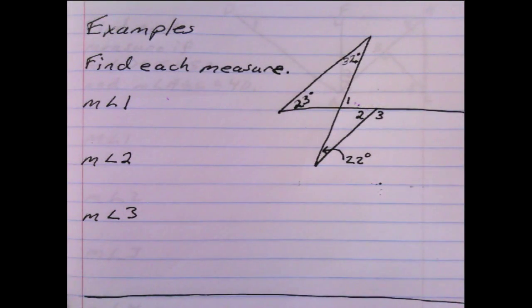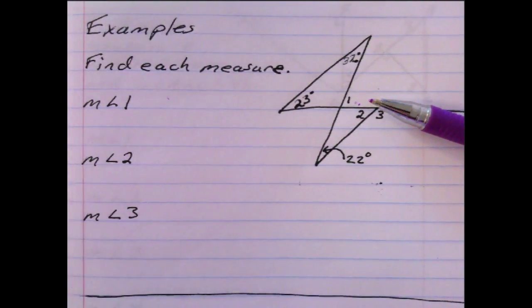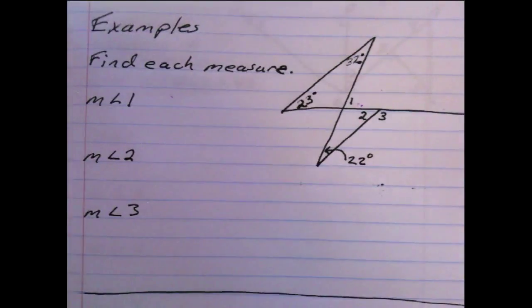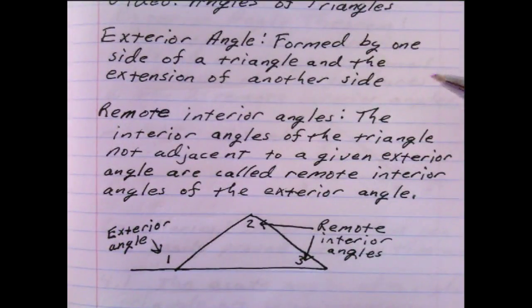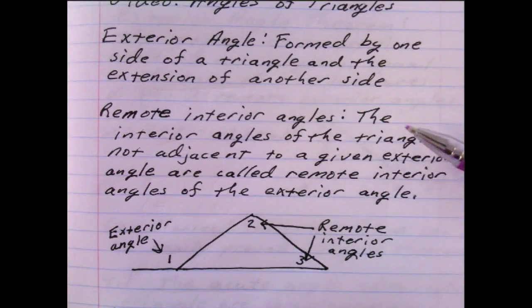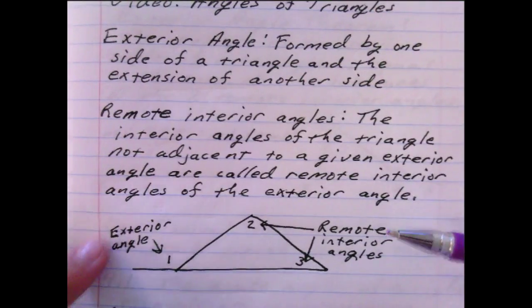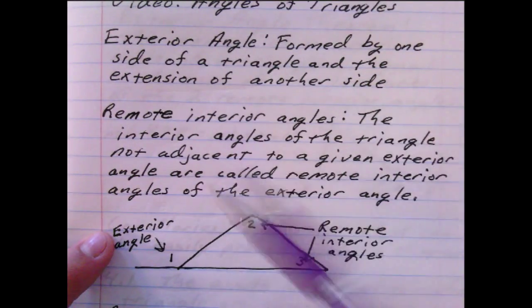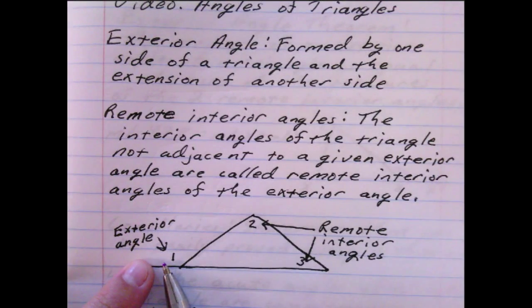What do we know about angle 1? Well, it looks to me like angle 1 is an exterior angle. So when I look back, we know that our remote interior angles are equal to this exterior angle.